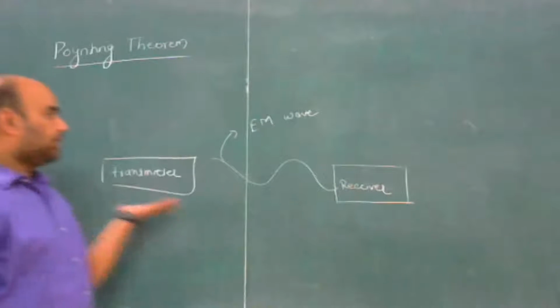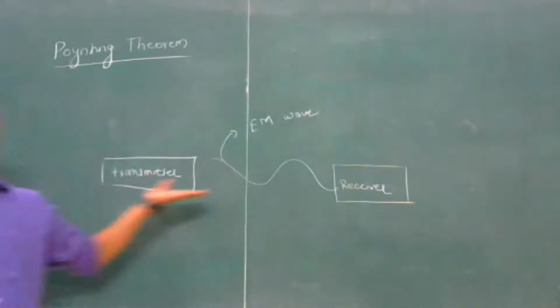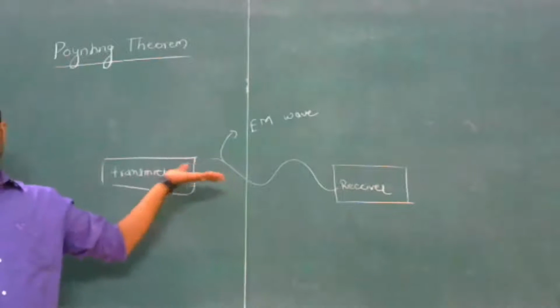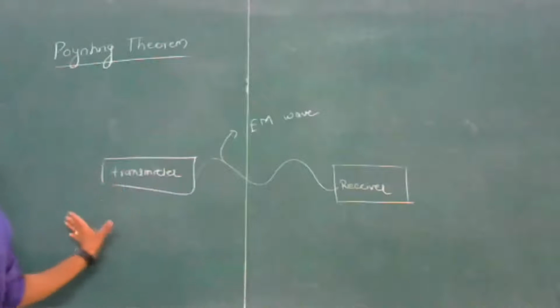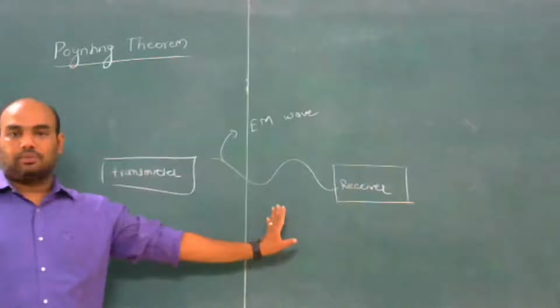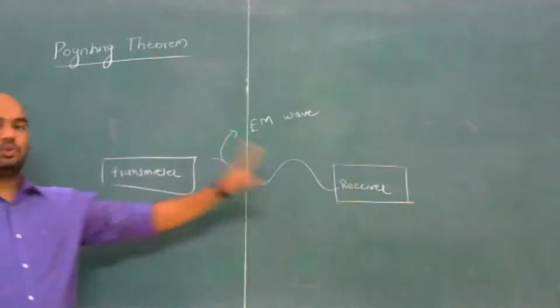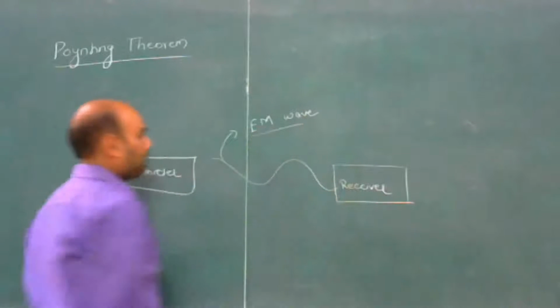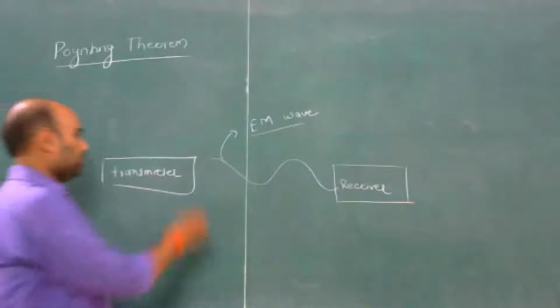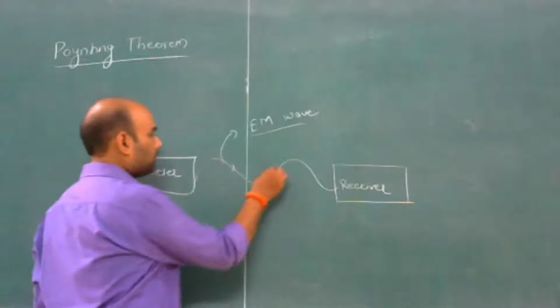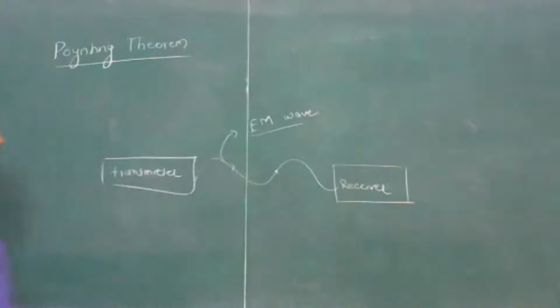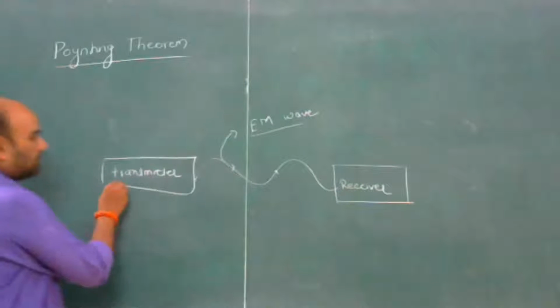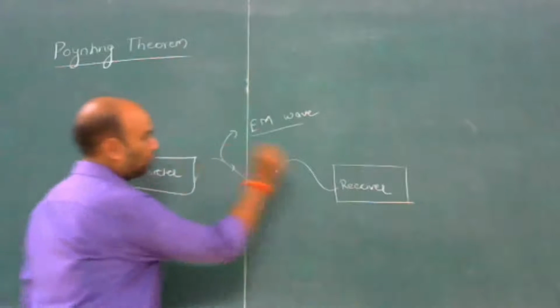Suppose there is a transmitter and there is a receiver, and the power or energy can be transmitted from one point to another point, so from transmitter to receiver, by means of these electromagnetic waves. Now we will see how much power is transmitted from this transmitter to receiver.